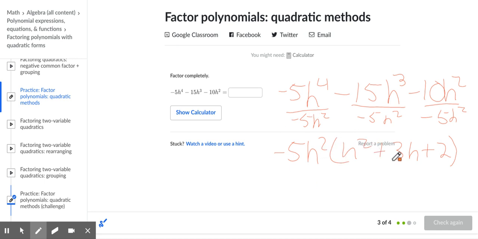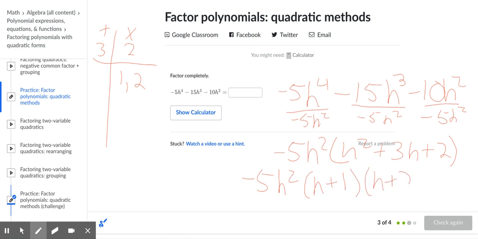So now I can just factor this bit. This is not even quadratic methods, this is just a quadratic, right? I'm just looking for something that multiplies to 2 and adds to 3. Well, that's 1 and 2, right? 1 and 2 multiplies to 2 and adds to 3. It's kind of the only factors of 2 anyway. So that's pretty straightforward. So we just have -5h squared, and then h plus 1, h plus 2 is how you would write that.